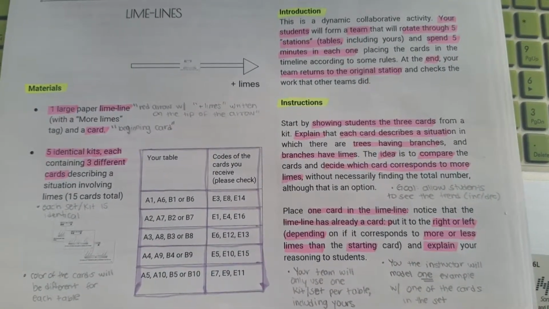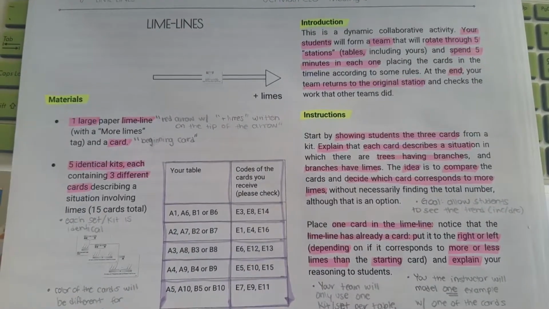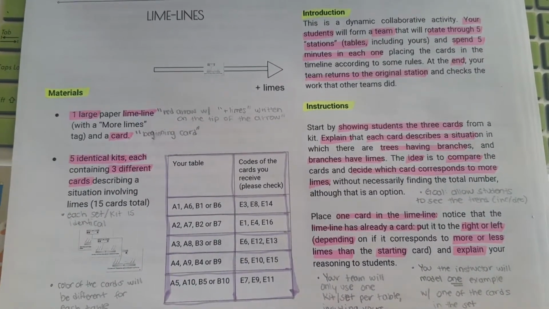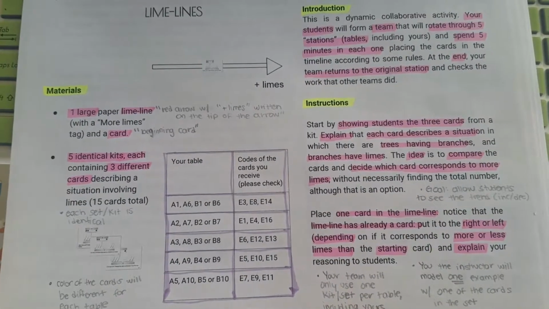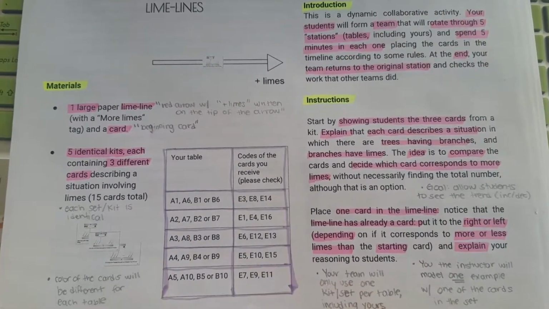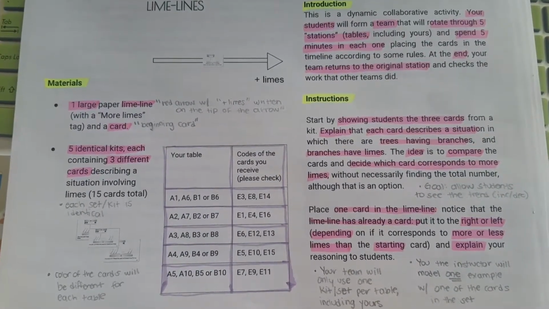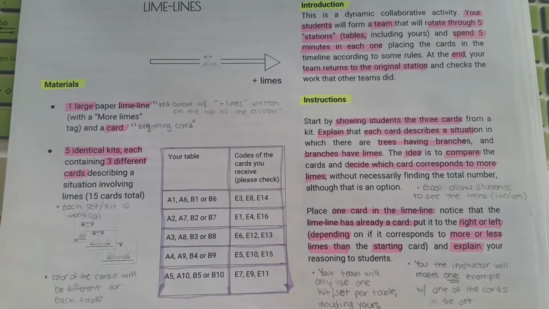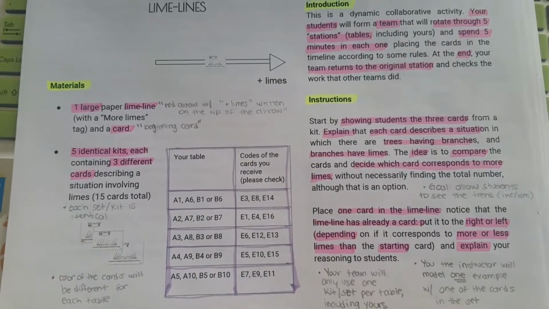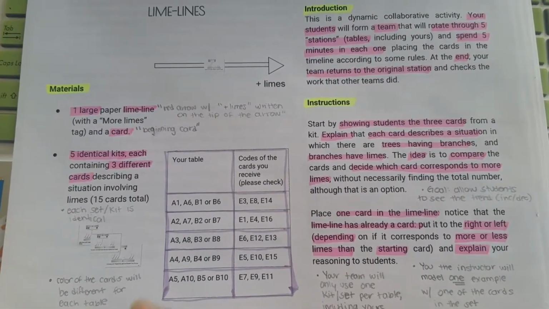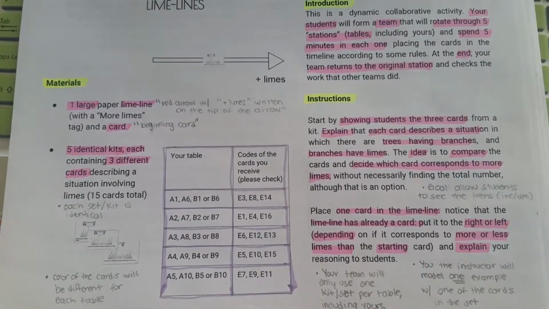So the goal of this game is for your team to place the 3 cards in order of increasing to decreasing number of limes on the lime line or in the arrow. You would begin with a starting card, which the group will provide, and based on the number of limes on your starting card, you will either put your 3 cards to the left or to the right. And remember, it's in order of increasing to decreasing.